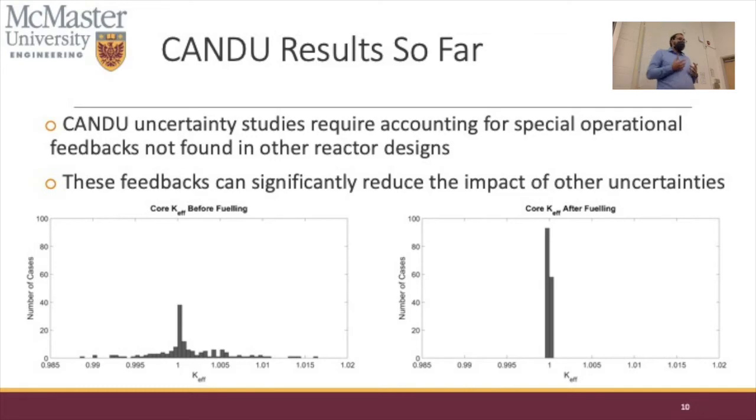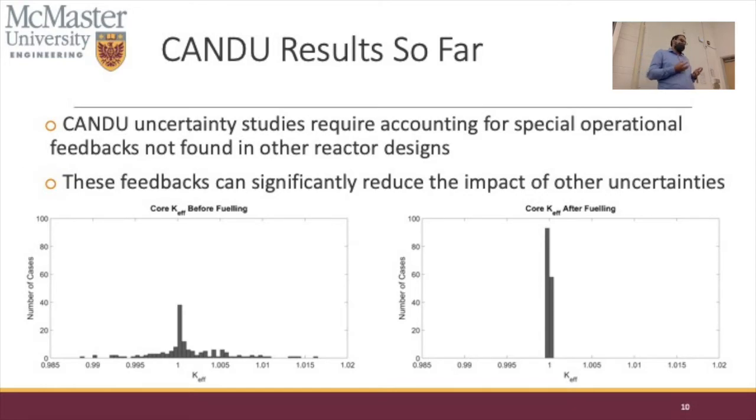So for CANDU reactors, what we've done so far has looked at how we can account for some special operational feedbacks that aren't present in other reactor designs. These feedbacks can significantly reduce the impact of some of the other uncertainties that we look at. And I have an example of that here on the slide.